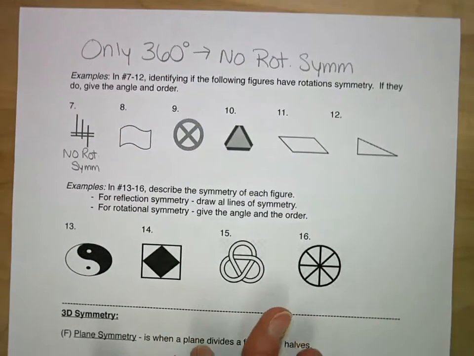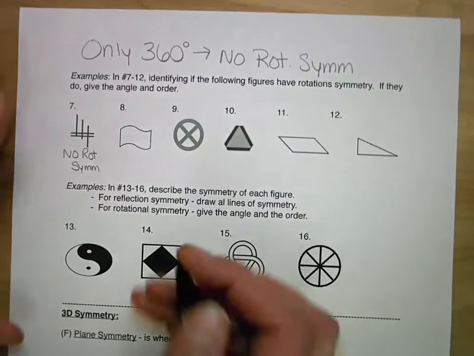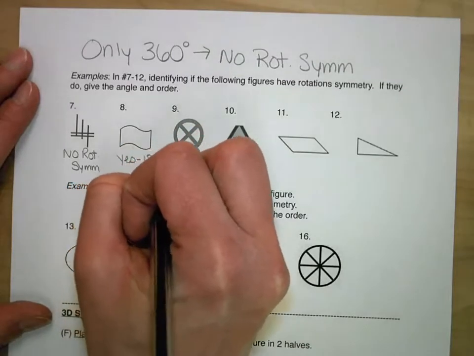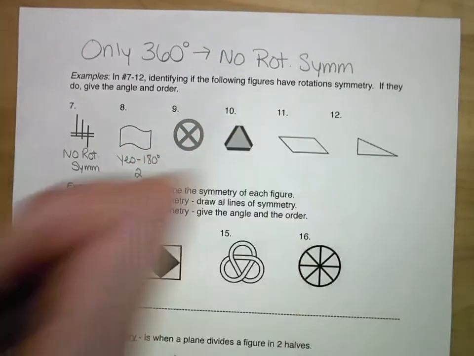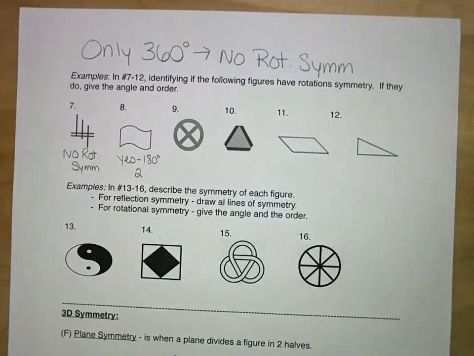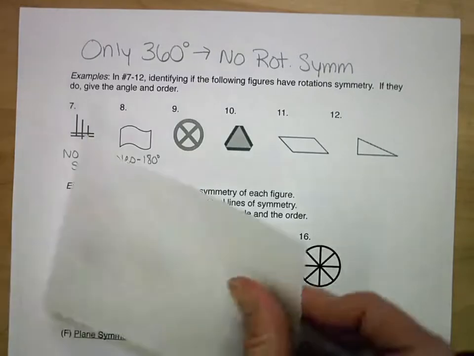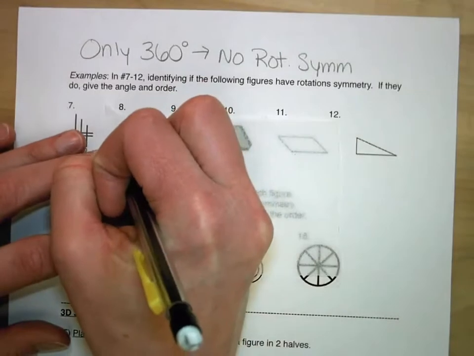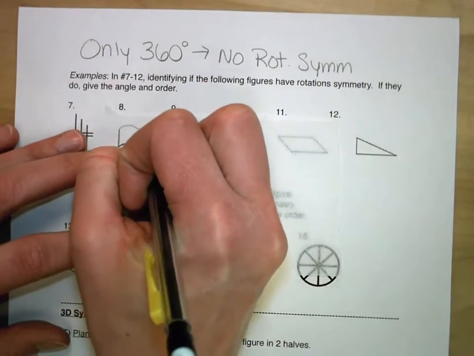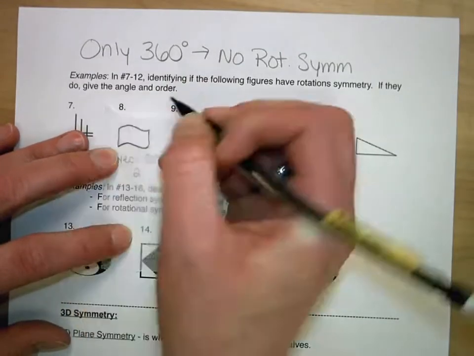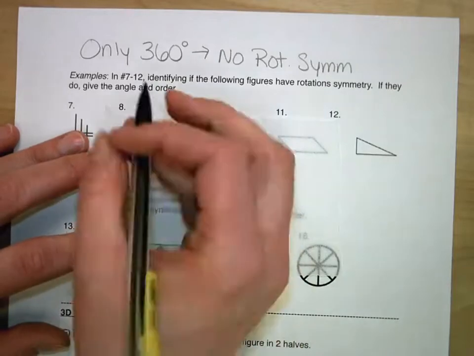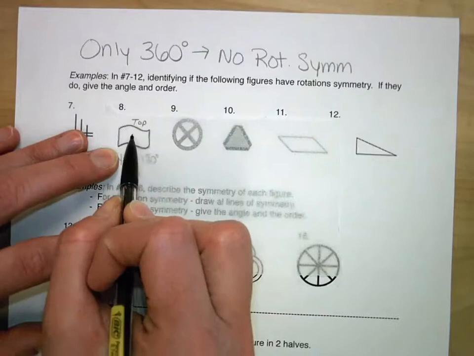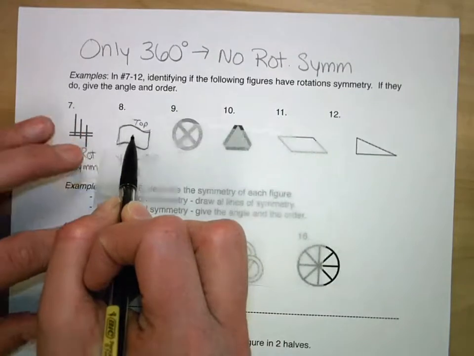All right, if you look at number 8, the answer is yes, it does. The angle is 180, which means the order is 2. Now, some people have a hard time seeing that one. If you have a piece of tracing paper, put your tracing paper down and trace it. And then you almost have to just guess, but I'm going to label this the top, okay? If you put your pen or pencil down here in the middle, and then you just spin it.